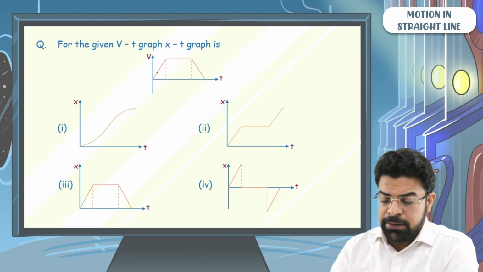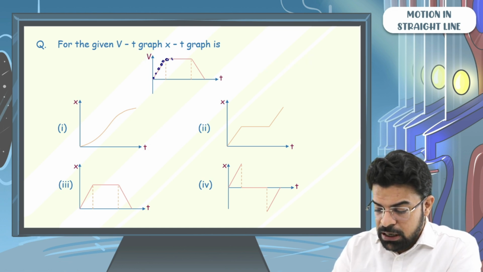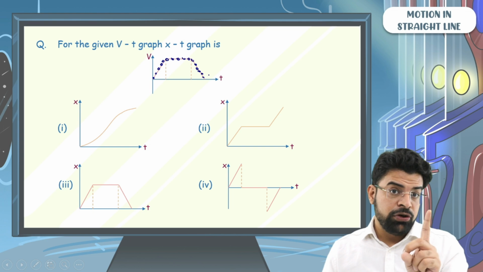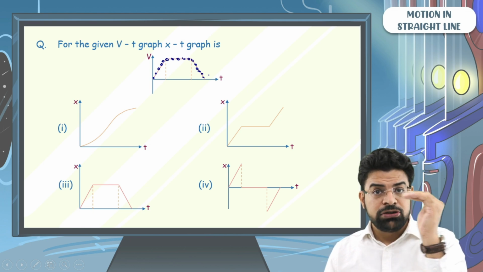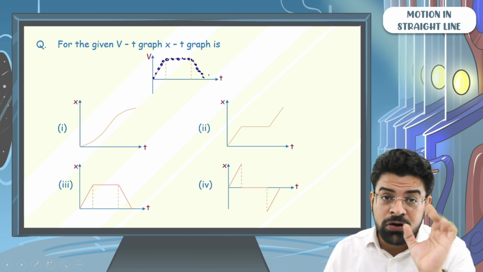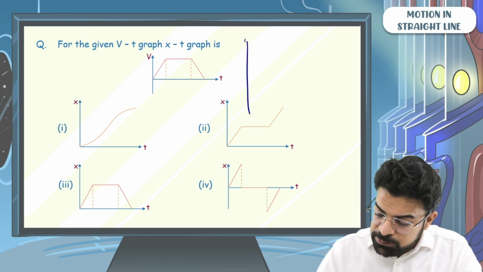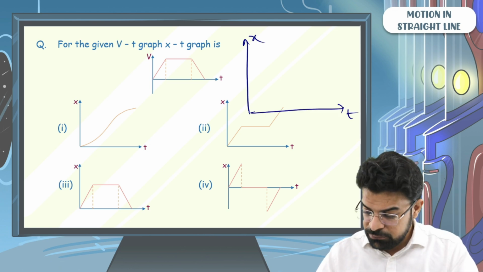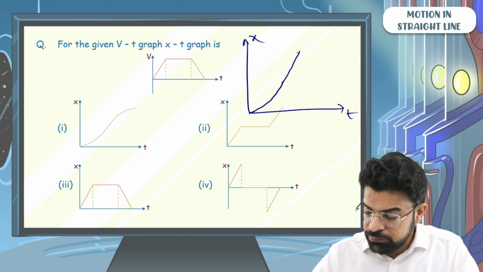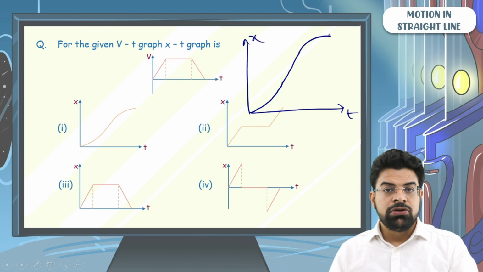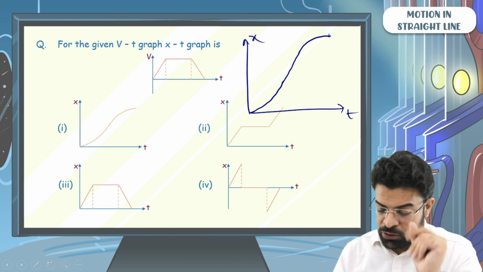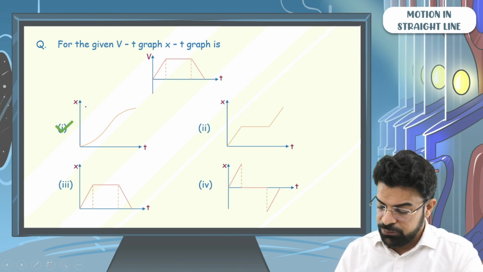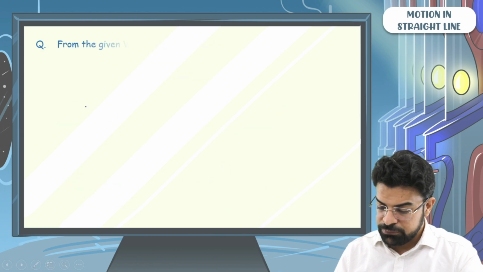In the velocity time graph, I can see velocity first increases, then the velocity is constant, then the velocity decreases, but the velocity always remains positive, right? So when we think of the displacement time graph, the slope of displacement time graph should first increase, then remain constant, and then decrease. So this is somehow how the displacement time graph will look, which is nothing but our option number 1. So option number 1 is the right option. Let's move on to the next graph.